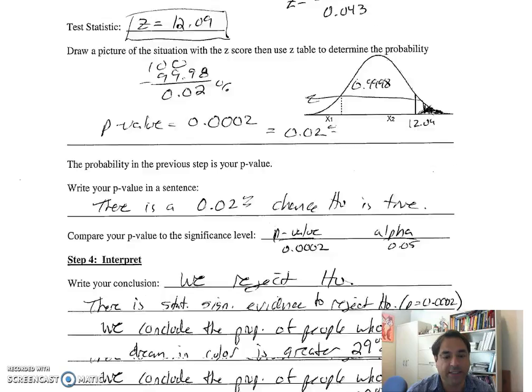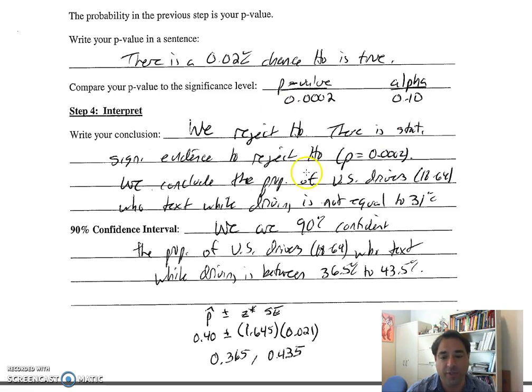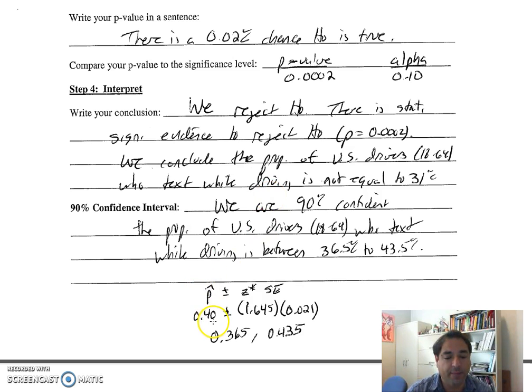But the idea is that it's supposed to be 31%. We're saying that it's not equal to 31%. We reject the claim of 31%. There is enough evidence to reject that claim. We conclude the proportion of U.S. drivers 18 to 64 who text message while driving is not equal to 31. Now to verify that, we do p hat, 0.40, plus or minus z star. Since we're doing a 90% confidence interval, alpha is 10, 90% confident. Z star is 1.645 times our SE of 0.021. We get 0.365 and 0.435. And we can check that in the calculator.